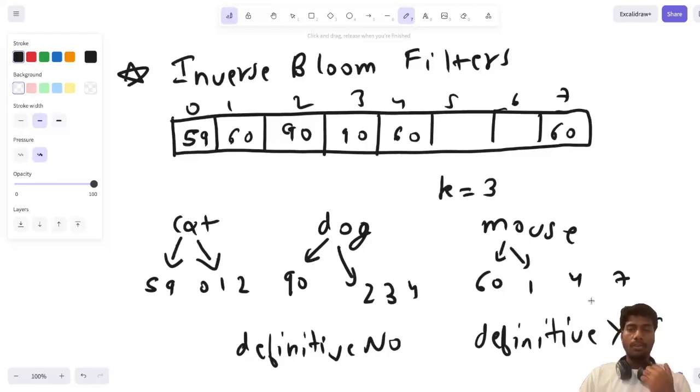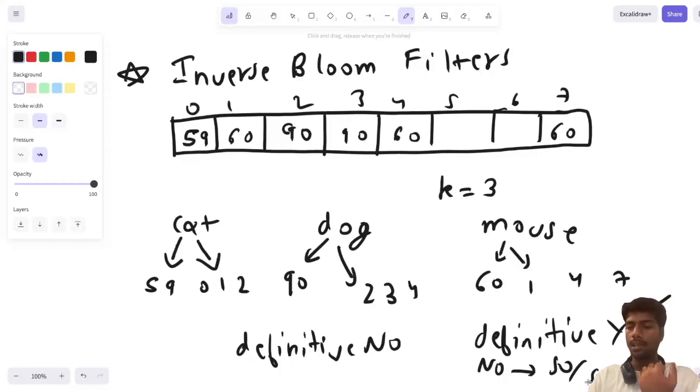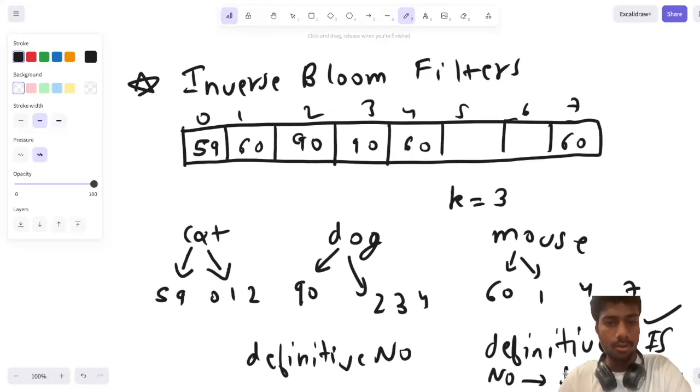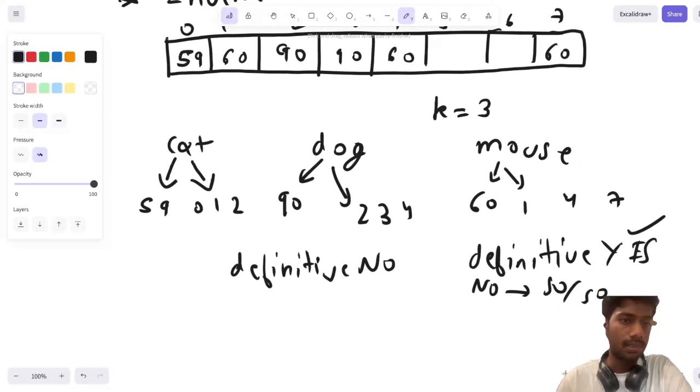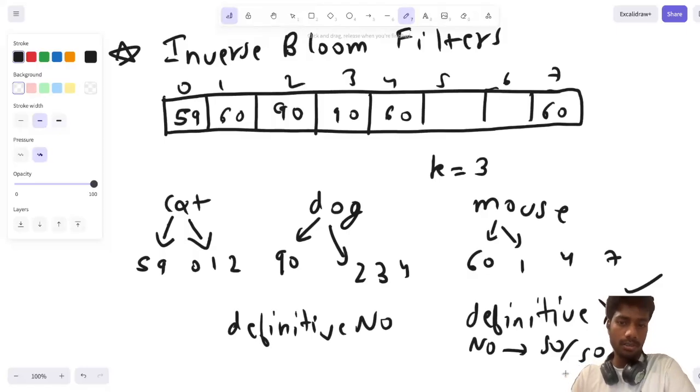Like, for example, if the mouse comes again, he can ask that this is the fingerprint, these are the indices, just go and check if anyone is there. 60, it was present. Or let's say cat, it can go and check 0, 1, 2 for the fingerprint. 59, it will go for 0, it will see yes, there was a fingerprint as 59. So yeah, this is a definitive yes. And when it will say no, there's a 50-50 chance that it could have been in the Bloom table or it could not have been. So that's it. That's a simple explanation of inverse Bloom filters. Now we will move on to the next topic.